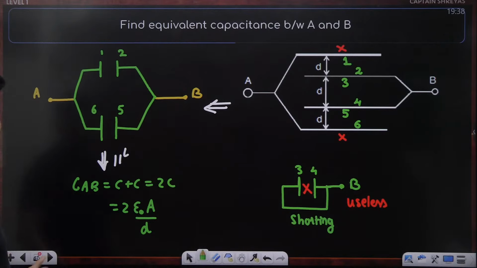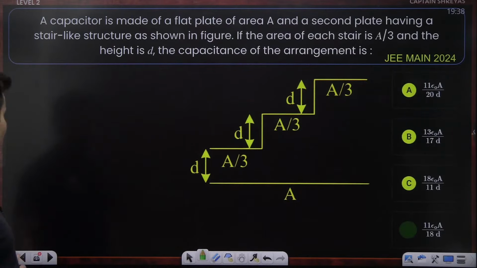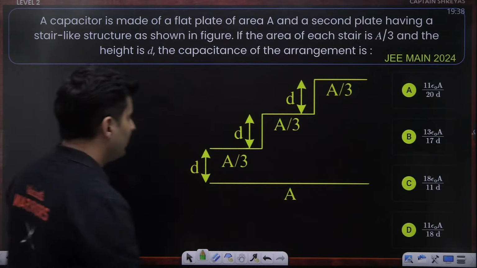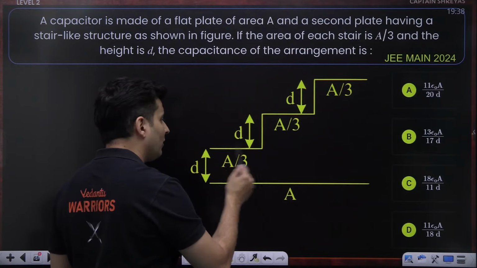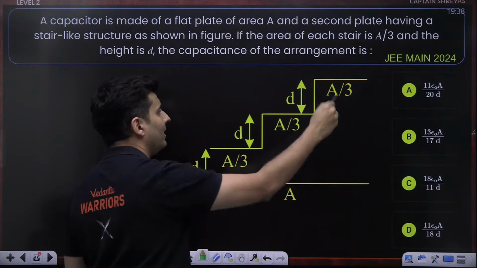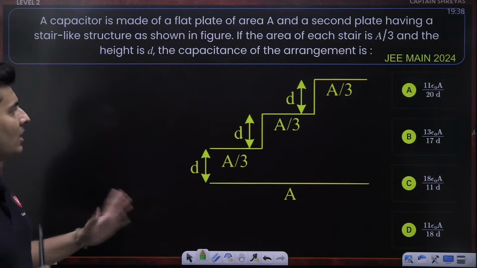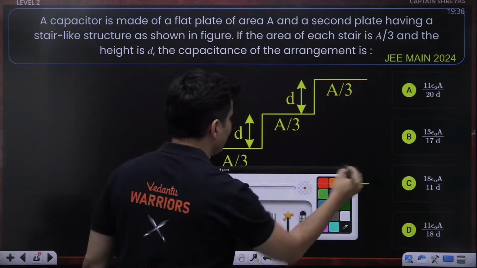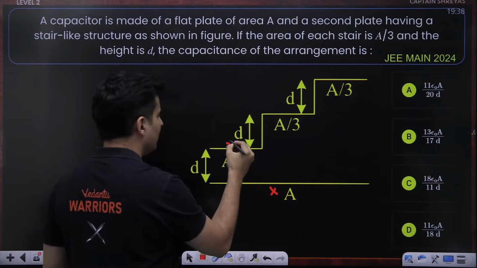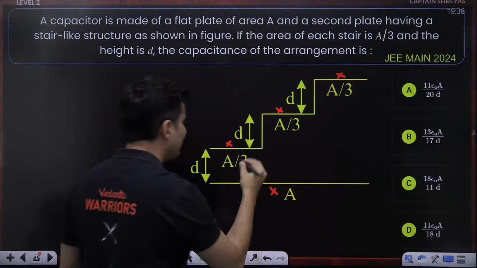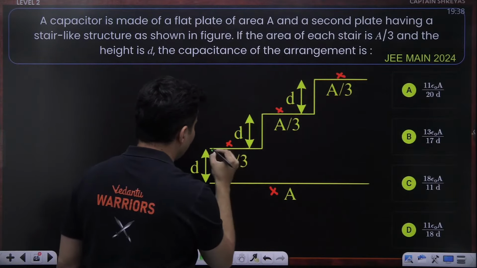Let's go to the next question coming up on your screen. Here it is. This is a JEE 2024 question. There is a big plate. In front of it, there are three one-third plates separated at different distances. Question is to find the equivalent capacitance. Now, again, the useless surfaces are this, this, and this. In fact, you will see that there will be one capacitance here.